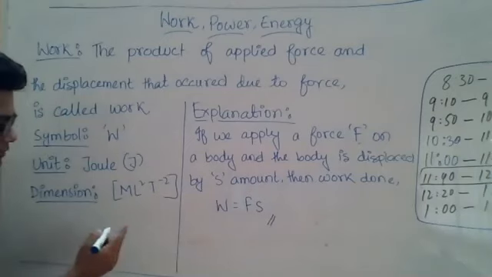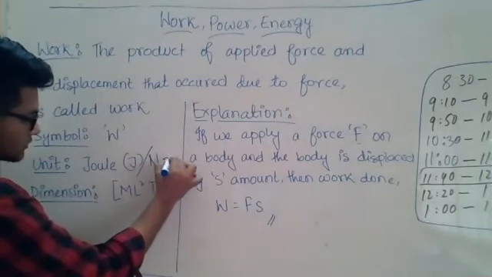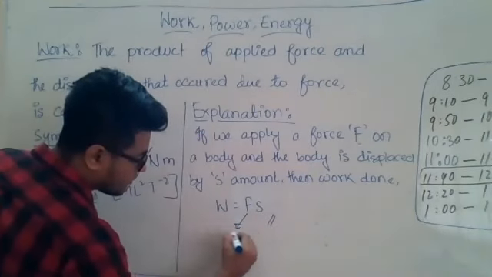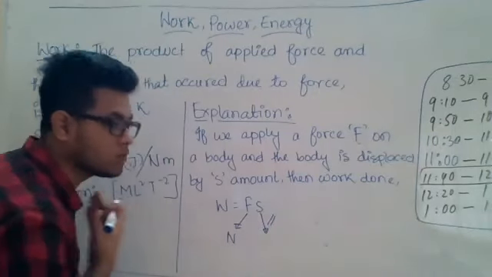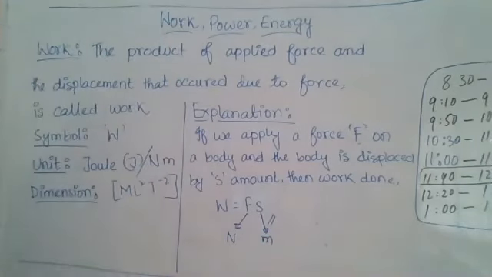You can add another thing, that the unit is sometimes called Newton meter also. In MCQs I have seen this: they do not give joule. Whenever they ask the unit of work, students look for joule, but sometimes they do not give joule, they give Newton meter. Newton meter is also a unit of work. How can we understand? The unit of force is Newton, and the displacement is a length, so it is meter. So Newton into meter is also a unit of work.